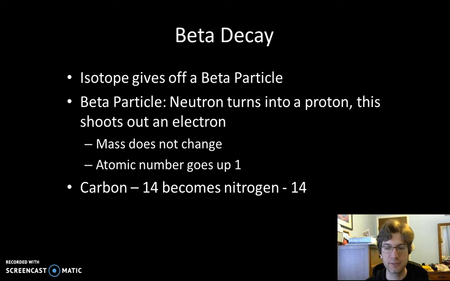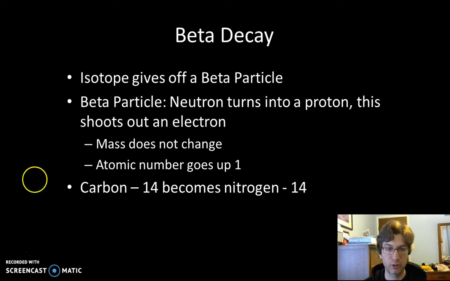Our mass is not going to change in this case because a proton and a neutron have the same mass. All I'm doing is going from a neutron to a proton. However, my atomic number does go up 1 because I'm losing a neutron and turning it into a proton. So I have 1 more proton than I started with, and protons define what element is what, so the atomic number goes up 1.